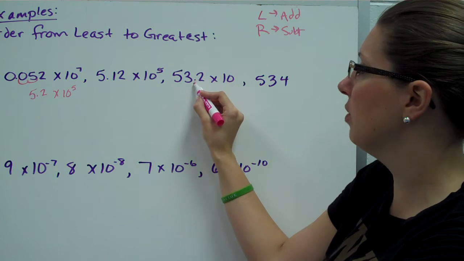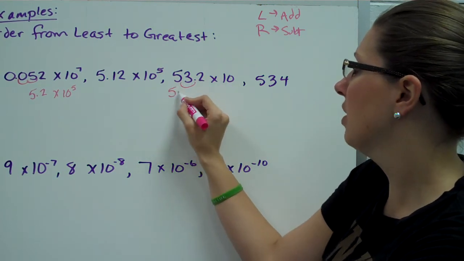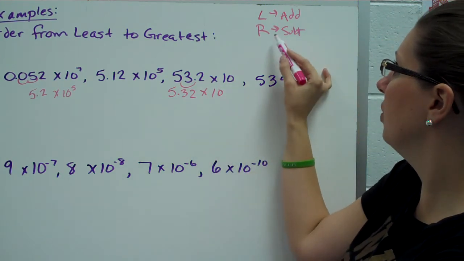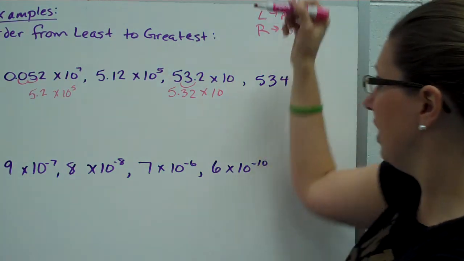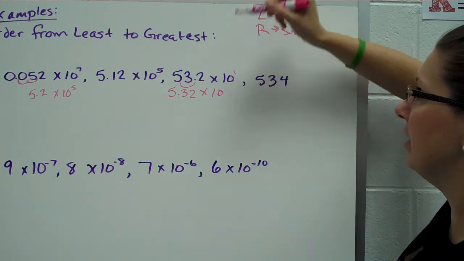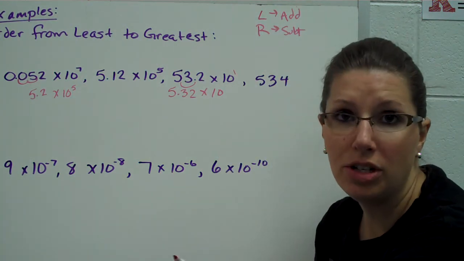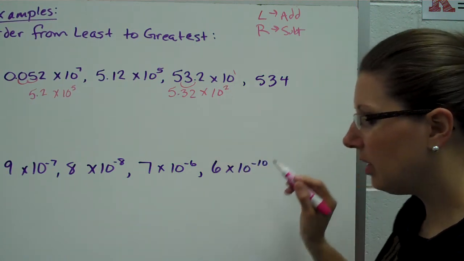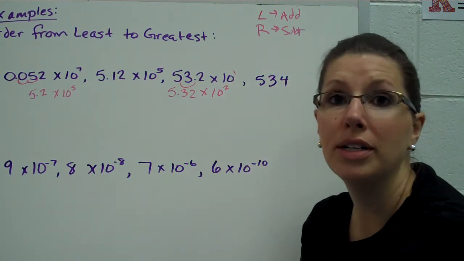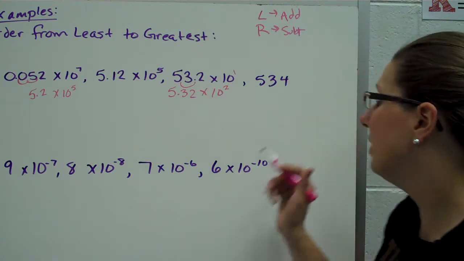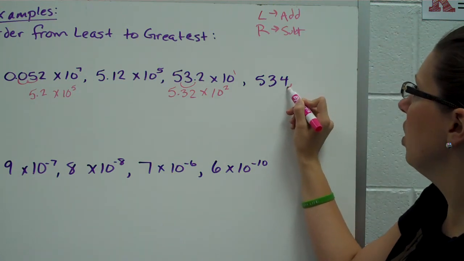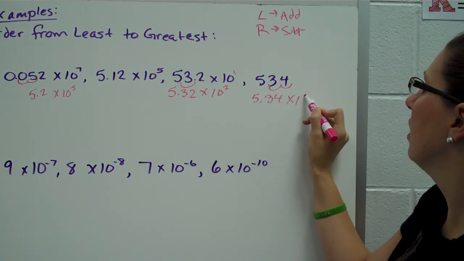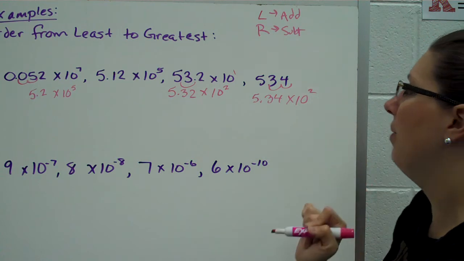Let's do this. We're going to have to move this one to the left. So that means we're going to have to add 1. So this already has an exponent of 1. It's invisible, but it's understood that it's 1. So 1 plus 1 is 2. And this one is just a whole number. It's not in scientific notation yet. So I need to put it in scientific notation, move it over twice. So 5.34 times 10 to the 2nd power.